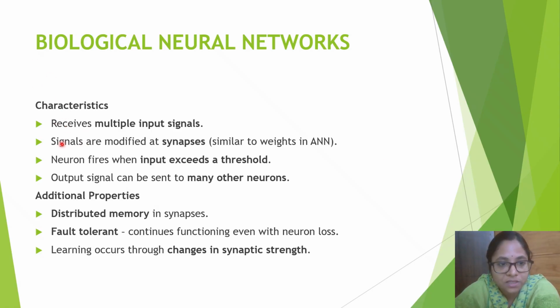What are the characteristics? It receives multiple input signals. The signals are modified at a synapse. The neuron will fire when input exceeds the threshold. Only when the neuron fires does it get activated, then it processes the input and proceeds to the output signals. The output signal can be sent to many other neurons. What are the additional properties? Distributed memory in synapses, fault tolerance, continuous functioning even with neuron loss. Learning occurs through changes in the synaptic weight.